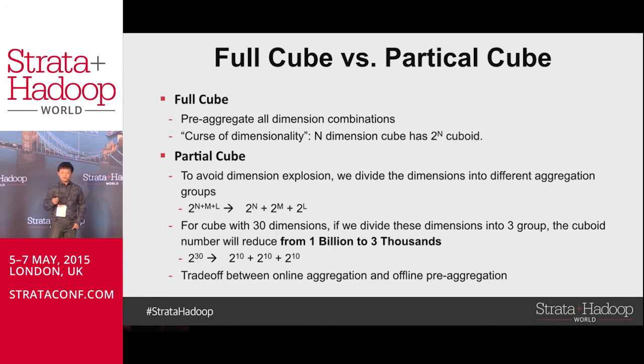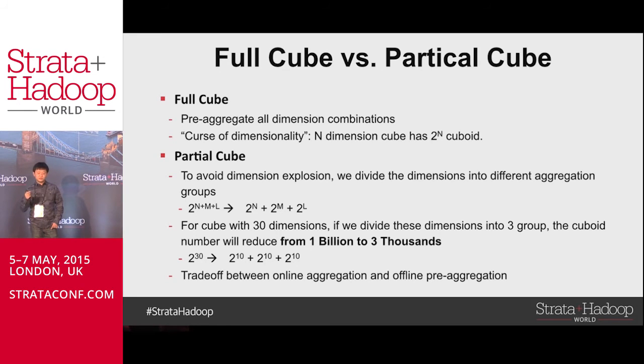But if I do it partially, for example, I divide 30 dimensions into three groups, 10 dimensions each, and I only calculate the combinations of dimensions within each group. So that will be 3 times 2 to the 10. That's 3,000, roughly. So this reduces the total calculation we have to do in Kylin. And this also helps to control the data explosion we've mentioned. This is just one technique. We have other tools in Kylin to do partial cube in different ways.